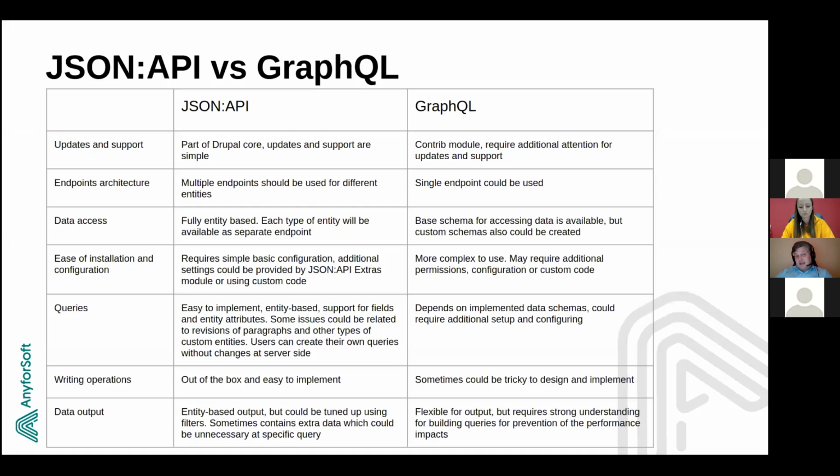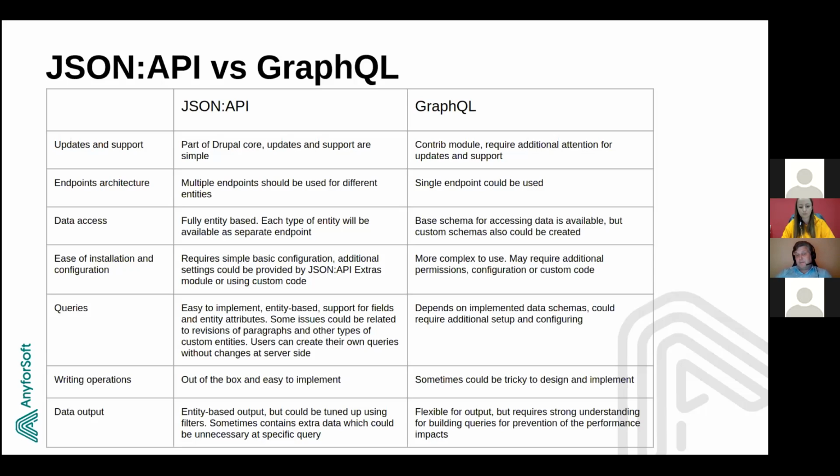And at the same time, we could have some issues related to revisions of paragraphs. Especially, it requires some patches for the JSON API module and for Paragraphs. And another thing, I think it's a benefit that users can create their own queries without changes on the server side. I mean, JSON API contains its own processor for queries, and we can query the entity fields, values, and properties as we wish, and it does not require any additional coding.